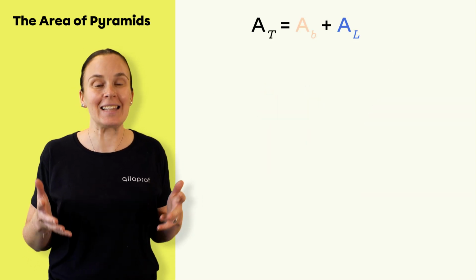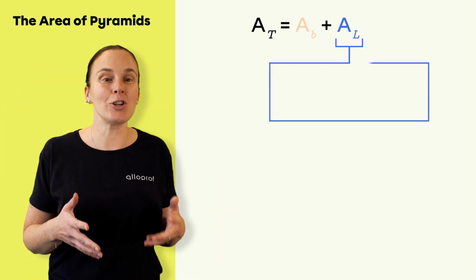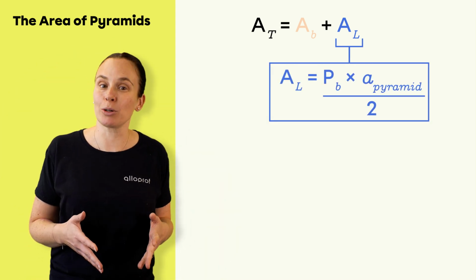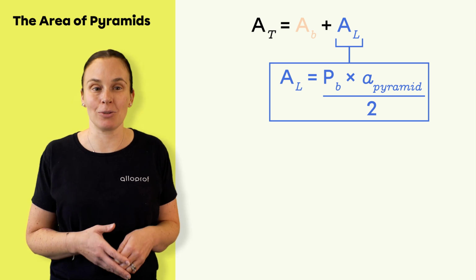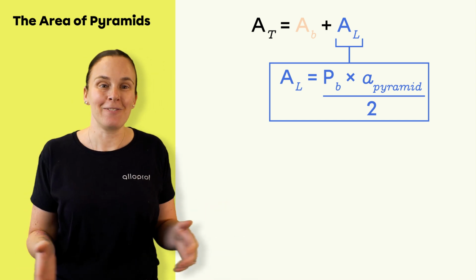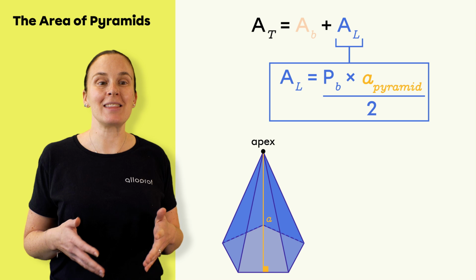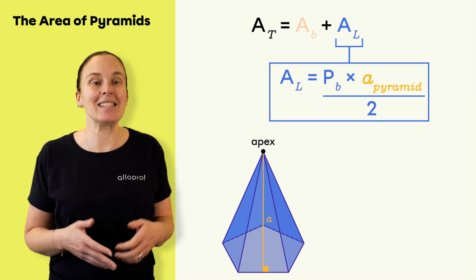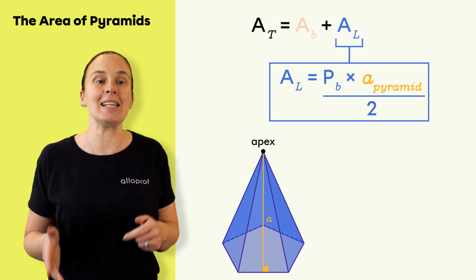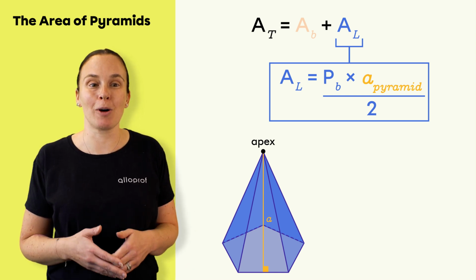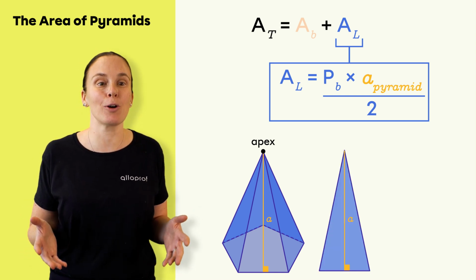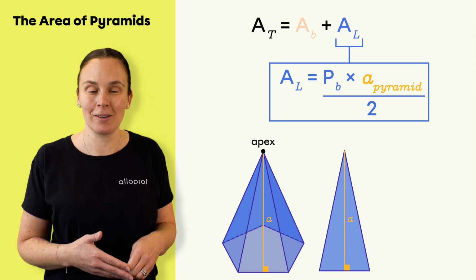Now let's look at lateral area. You can replace lateral area with the following formula. Perimeter of the base times the apothem divided by 2. Cool, right? First of all, you need to know that the apothem of a pyramid is the perpendicular distance between its apex and one of the edges of its base. This segment also corresponds to the height of the triangles that form the lateral faces of the pyramid.